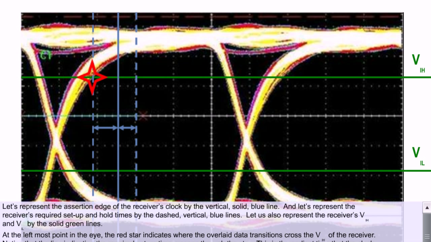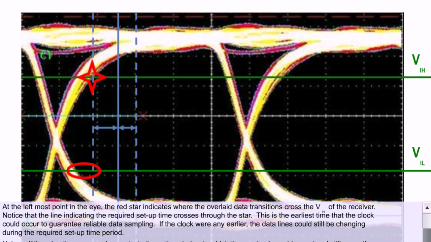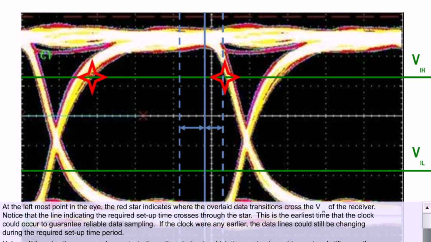If the clock were to occur any earlier, the data line could still be changing during the required setup time period. Using a little animation, we can demonstrate the entire window in which the receiver's clock can be asserted and still correctly sample the data. The latest valid time is dictated by the receiver's hold time requirement. Here the star indicates the point at which the overlaid transitions cross through the VIH point. This intersection marks the valid point for the clock assertion time plus the clock hold time.